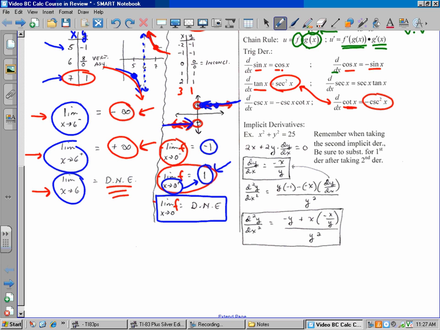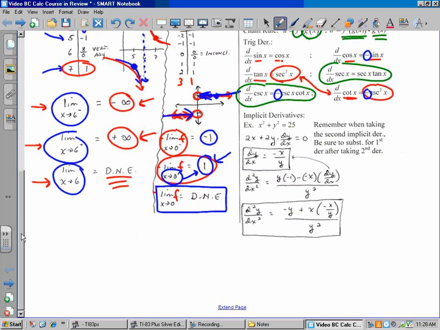And then the derivative of the secant is secant x tan x, and the derivative of the cosecant is negative cosecant x cotangent x. Remember, whenever you take the derivative of a trig function that begins with the letter c, it's always negative. All right, so the derivatives of the cosine, cotangent, and cosecant are all negative.